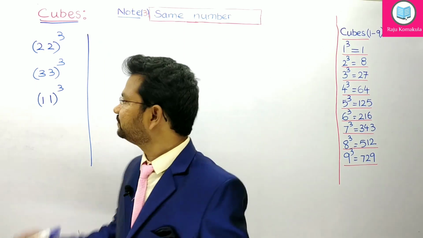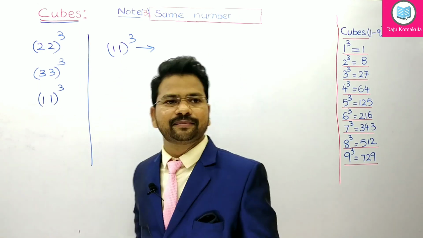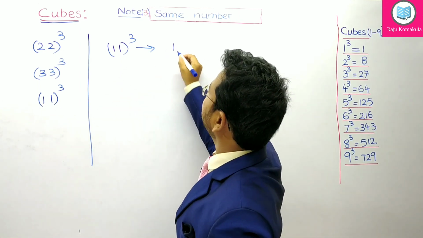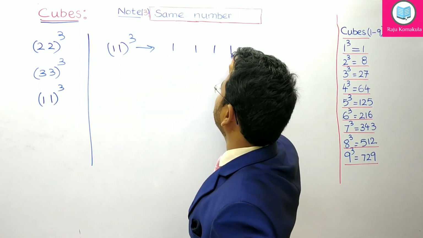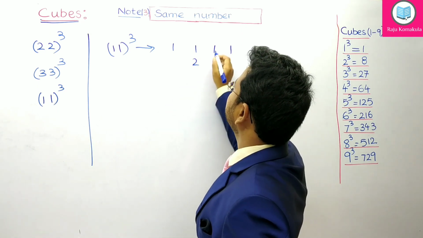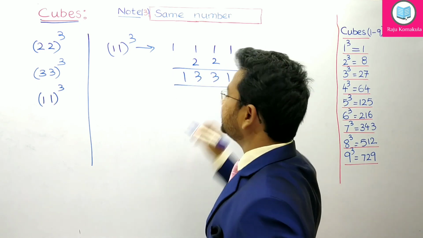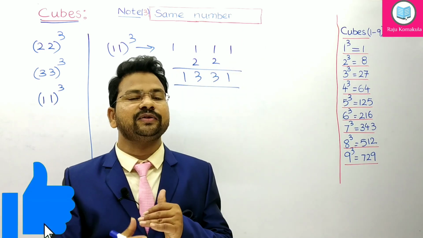Now 11 cube. This is a very simple number. The cube of 1, 1, 1, 1 is 1 only. Now I am writing double of 1, that is 2, double of 1, that is 2. Now the answer is 1331. So in this way you can calculate the numbers if you practice more and more.